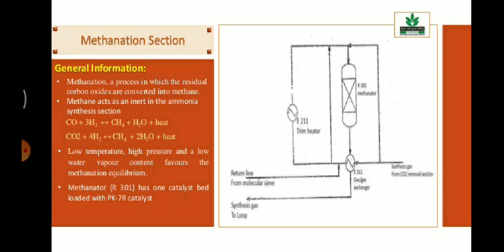Inert ammonia synthesis. So carbon monoxide plus 3 moles of hydrogen gives CH4 (methane) and water plus heat. It is given from this reaction, that means the reaction is an exothermic reaction. Then this CO2 again reacts with 4 moles of hydrogen.